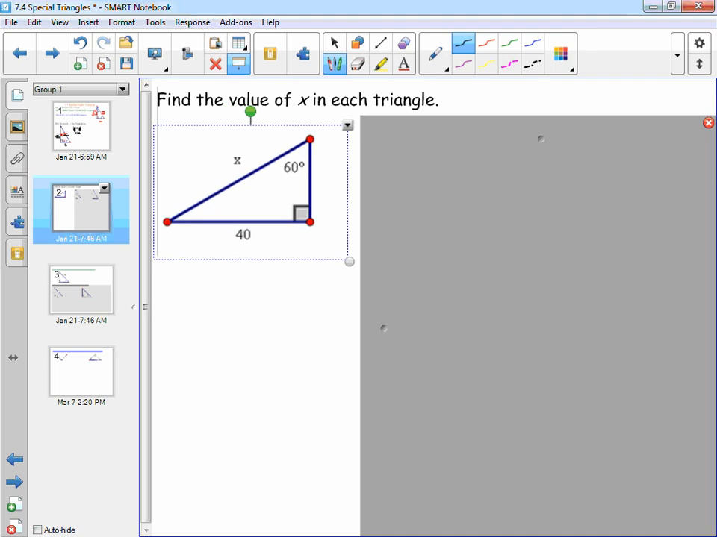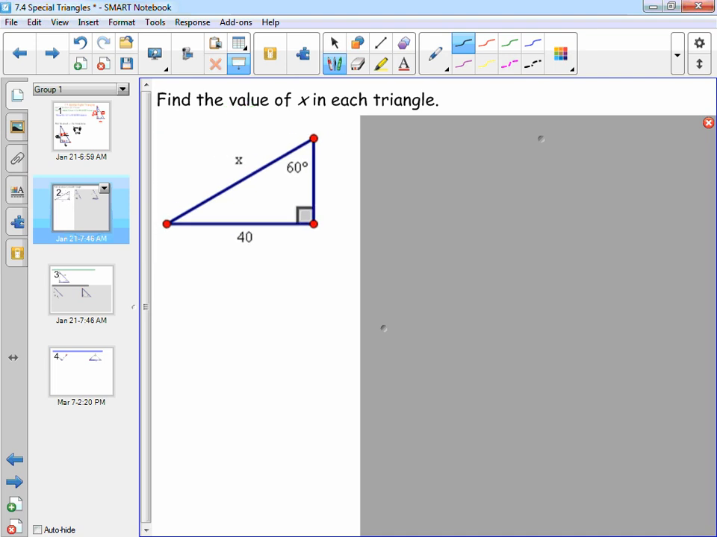Does not matter the orientation of the triangle. When we are finding the value of x in any 30, 60, 90 triangle, we are doing the same thing. So first thing we are going to do is copy the pattern of our special triangle to the inside of the triangle. And as we can see here, we are given that x root 3 equals 40.